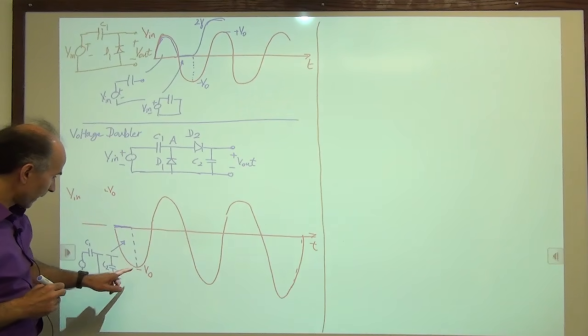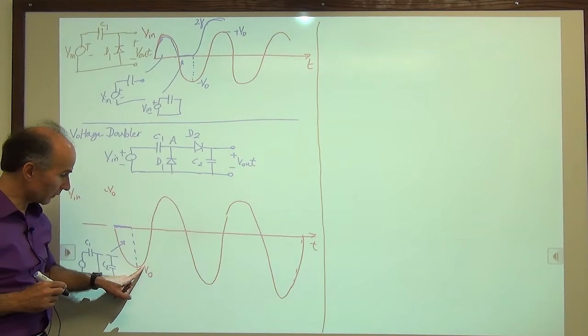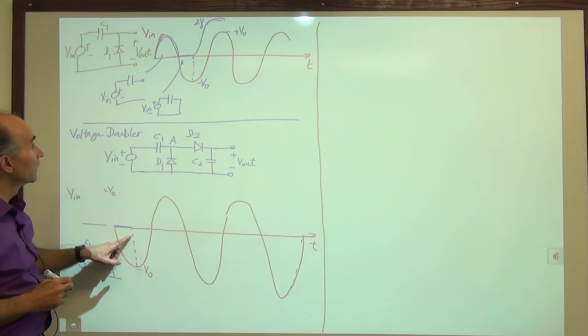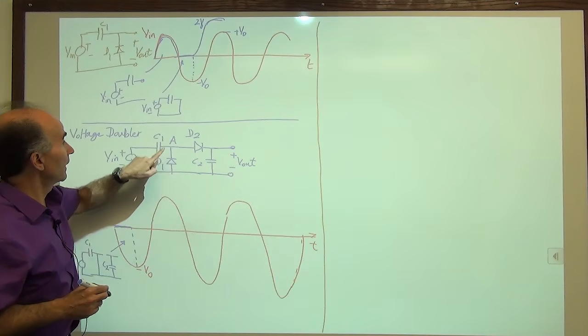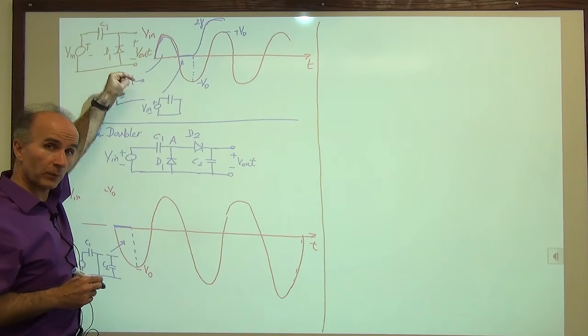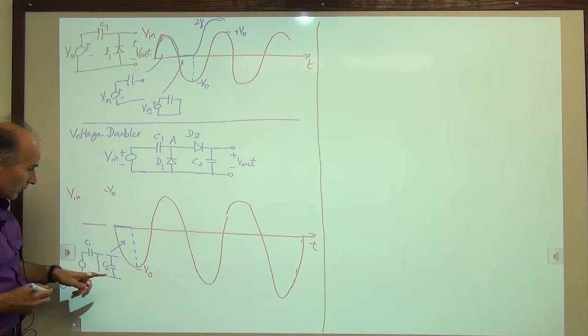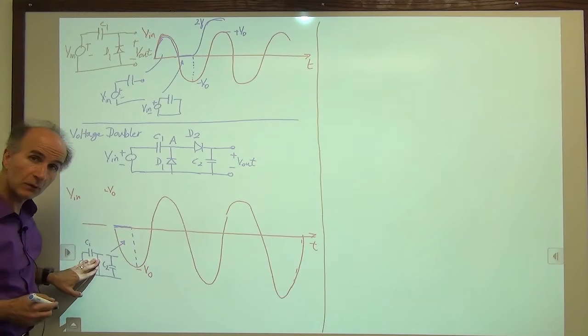Okay, now what happens past this point? Past this point, the input wants to go up. So remember what happened here? As soon as the input wanted to go up, the diode D1 turned off because we couldn't have a charge go the other way. So as soon as the input wants to go up, this diode turns off and this short circuit is removed.